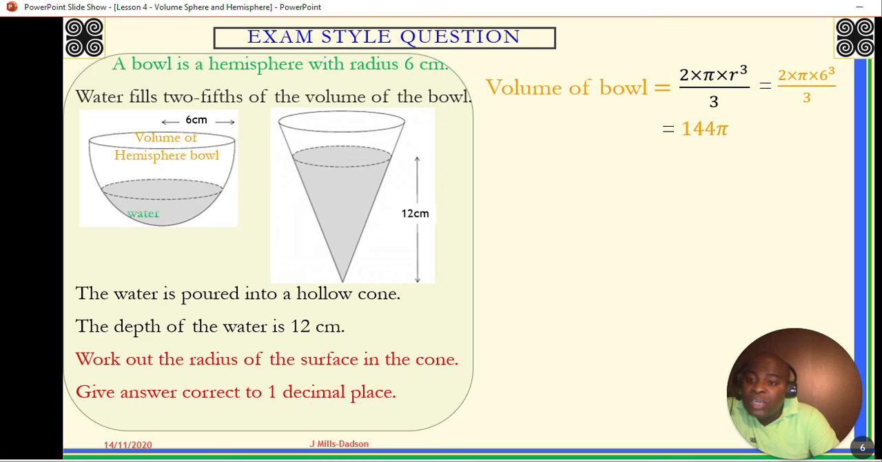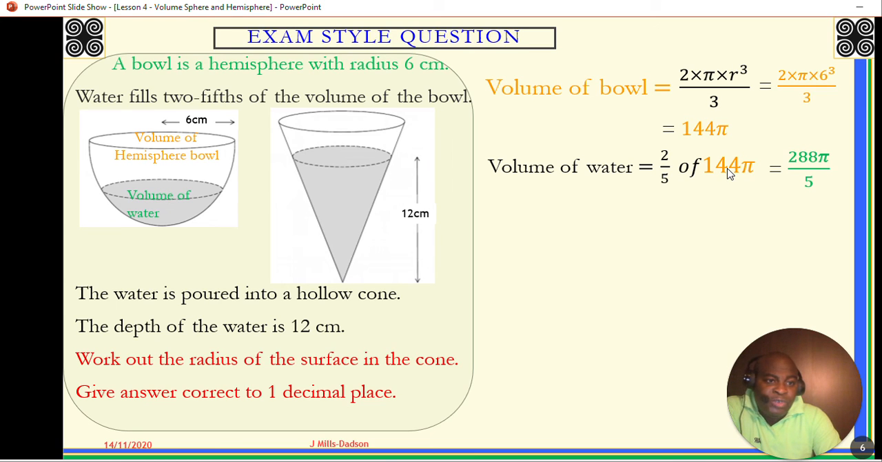The next thing is to work out how much water we have in the hemisphere bowl. We have a clue that says it's 2/5 of the entire hemisphere bowl. So 2/5 of 144 pi gives me 288 pi over 5. So I now know the volume of the water.